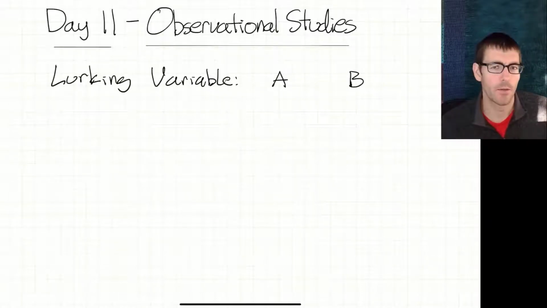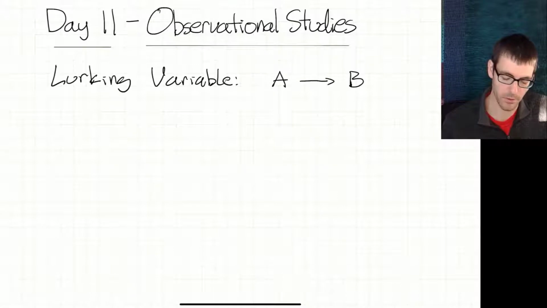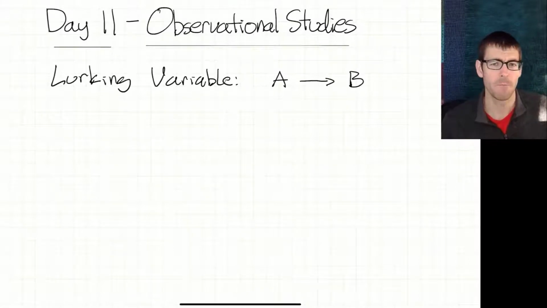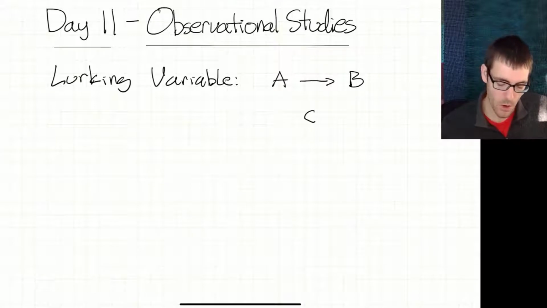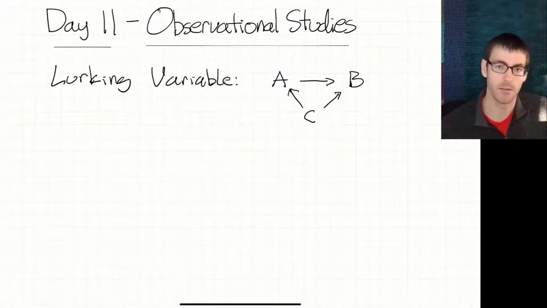A lurking variable occurs when an apparent association between two variables, let's call them A and B, can really just be attributed to a third variable which affects both of them. And that's the important distinction here.